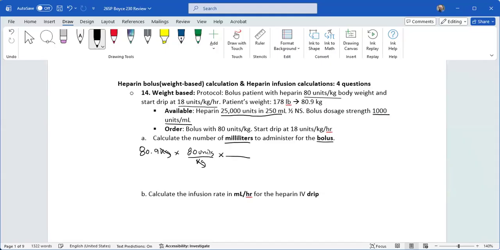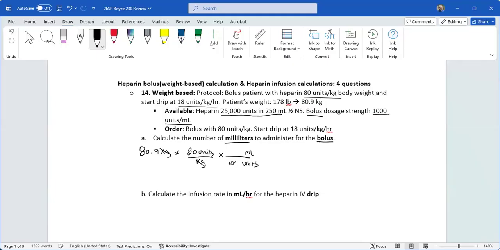So I'm looking for milliliters, so I don't want units. I want milliliters. So I need to know, can I convert units to milliliters? And I can because I have two available pieces of information. I have a units to milliliter relationship here, and then I have a 1,000 units per milliliter relationship here. The question is, which one do I use? Well, if we're calculating the bolus, then I'm going to use the bolus information.